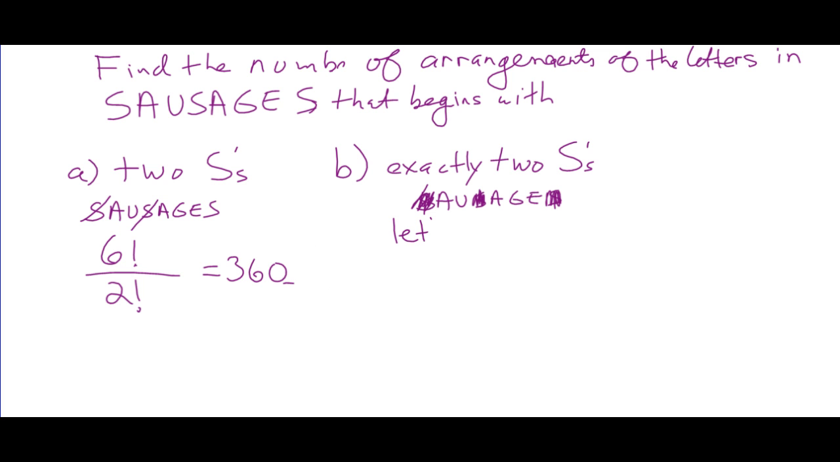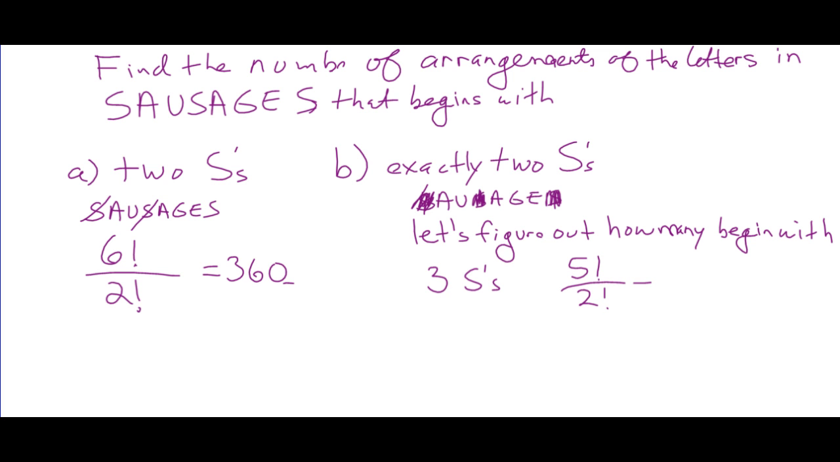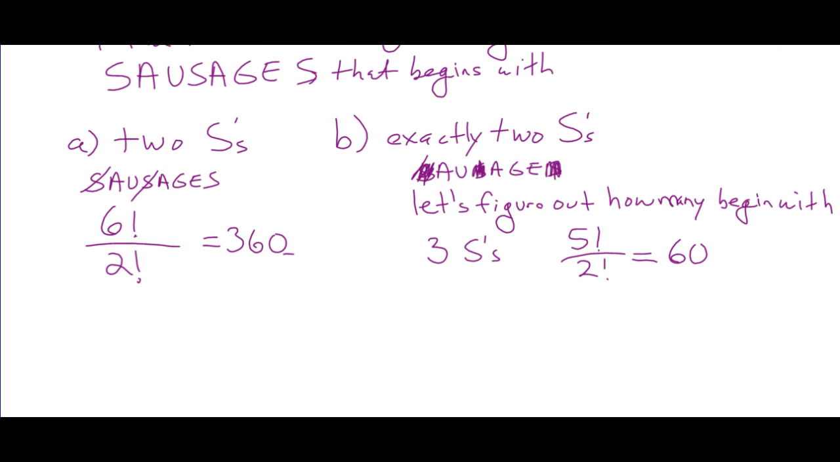So let's write this down. Let's figure out how many begin with 3 S's. Okay, so we did that. 5 factorial over 2 factorial is 60. So how many begin with exactly 2 S's? 300, right? So 300.